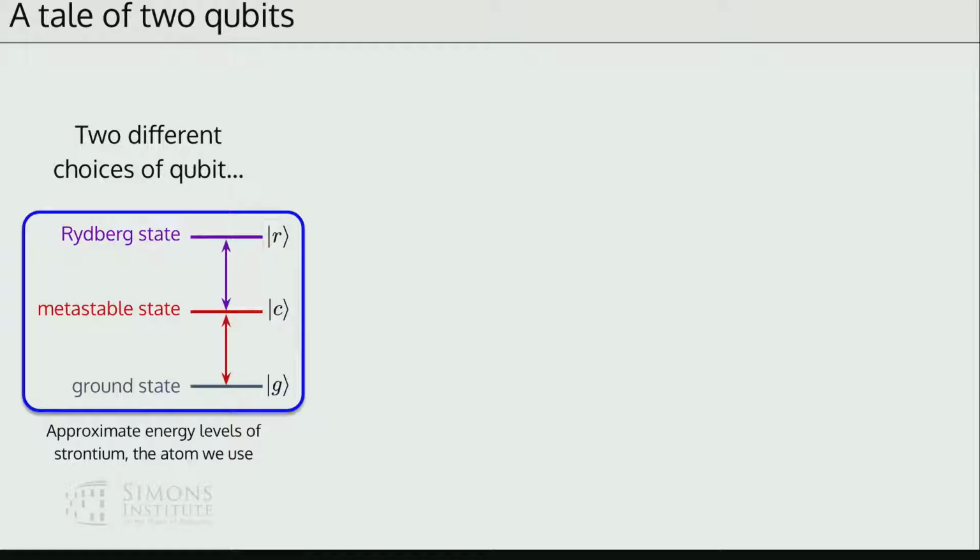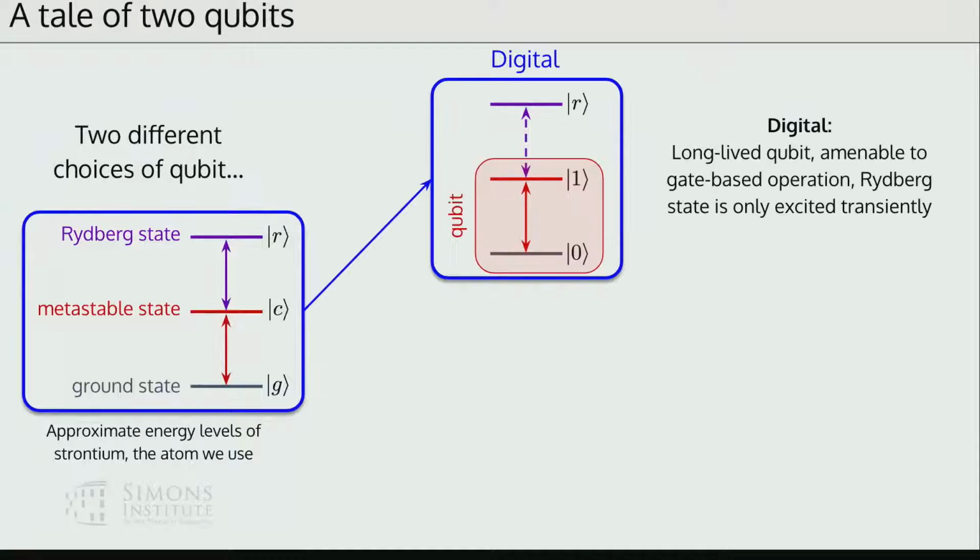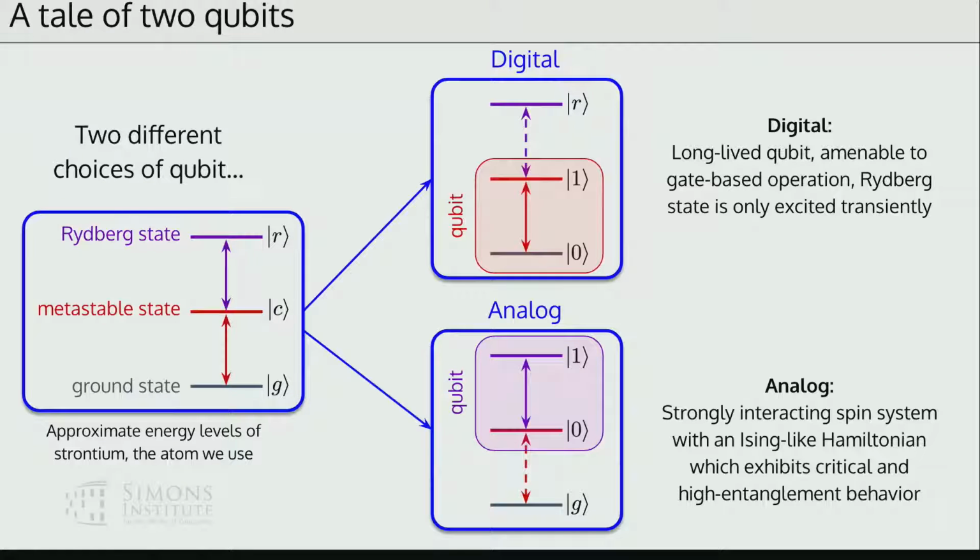I'm just simplifying again. We basically have this ground state, a metastable state, and the Rydberg state. Essentially there are 2 different ways you can define a qubit on this 3-level system. We can either have a digital qubit, which is this long-lived qubit here, with which we can do gate-based operations and then transiently excite up to the Rydberg state to do entangling operations. You could also define a qubit in this way here, and this is what I'll call an analog qubit, where we have this strongly interacting spin system. It realizes an Ising-like Hamiltonian, which we'll talk about a lot more in the rest of the talk. Most of this talk will be discussing this analog type qubit.